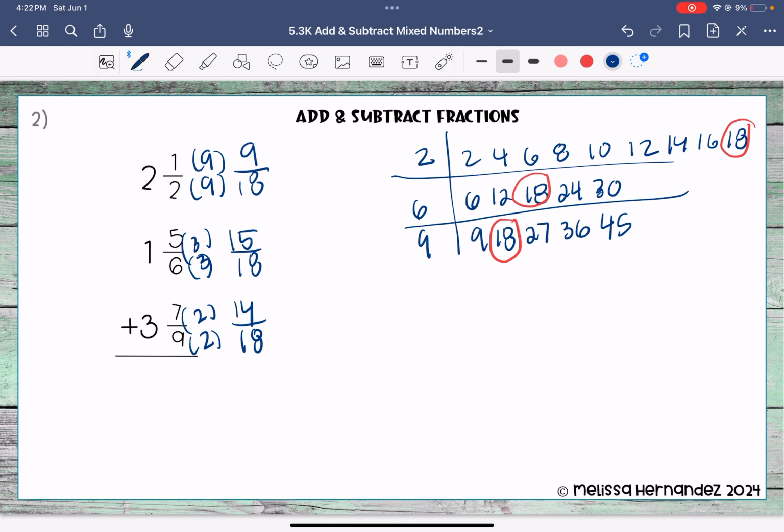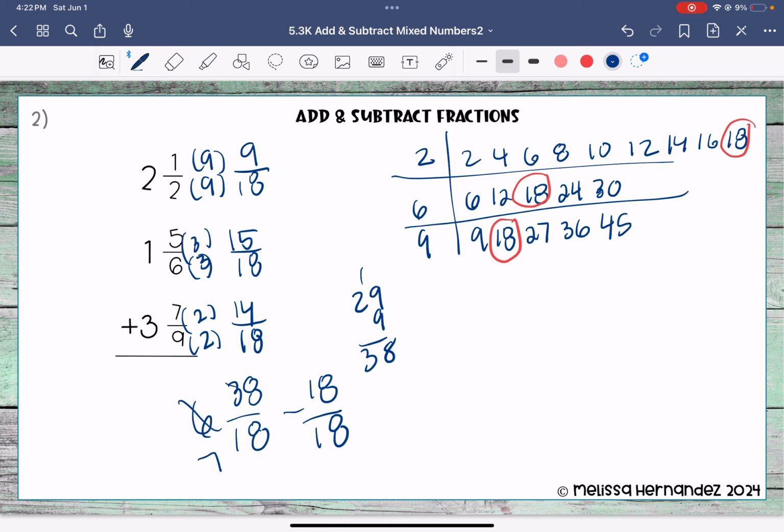So at this point, you have 15 plus 14, which is 29, plus 9 more. That gives me 38. This is 38 over 18. And then my whole number is 6. However, we can't leave it as an improper fraction, so I'm just going to start off simple. Some of you may already know that there's an easier way, but I'm just going to show you all the steps. I took out one whole, and that means this becomes 7, and this becomes 20 over 18.